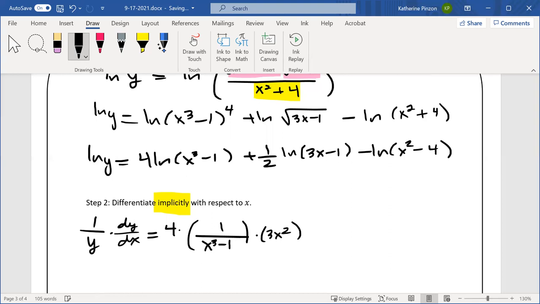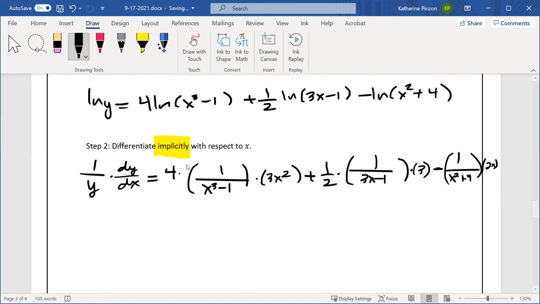You could put the 3x squared in the numerator, right? Okay, plus 1/2 times the derivative of natural log of 3x minus 1: 1 over 3x minus 1 times 3. Okay, minus the derivative of natural log of x squared plus 4. Oh, it was plus 4. 1 over x squared plus 4 times 2x. Okay, I'm going to write this down nicer so we can see it better.